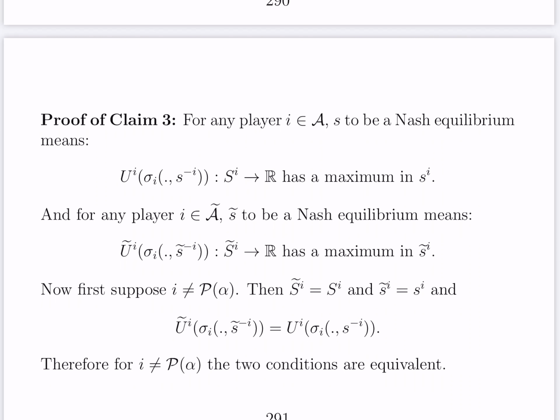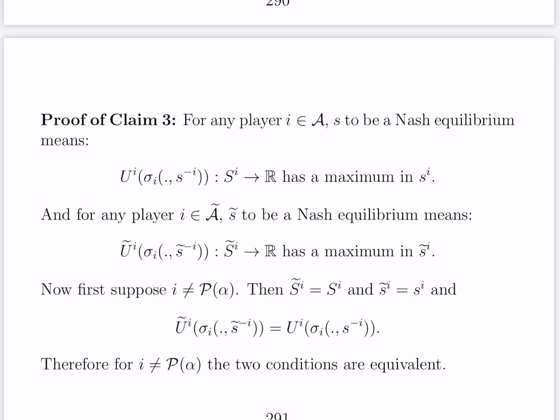Now, first suppose that the player i is not the player P of alpha, whose turn it is to play after the play alpha. In that case, the set of strategies of player i of the full game is equal to the set of strategies of the restricted game. And the restricted strategy is equal to the full strategy of this player. And the two utility functions coincide.